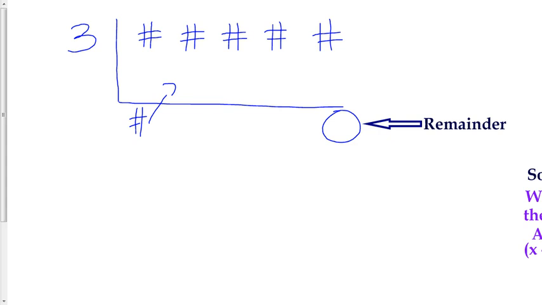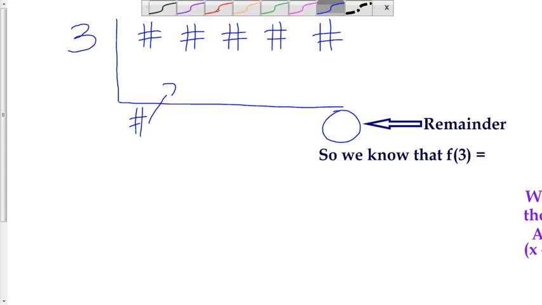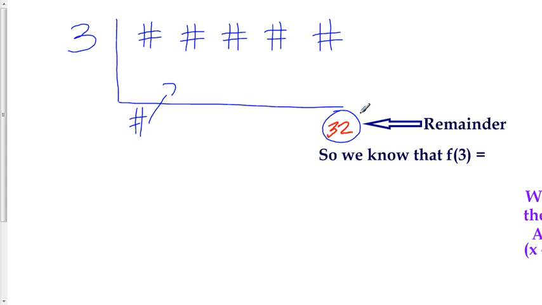And so because there is a 3 here, we know that f of 3 equals whatever number is in here. So for example, if you went through this whole process and got 32, we would know then that f of 3 is equal to 32.